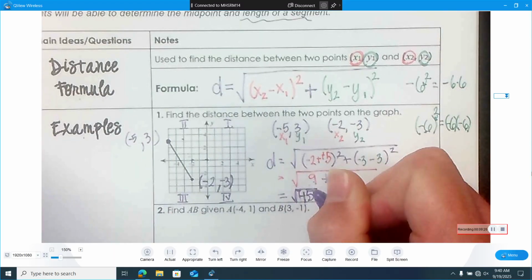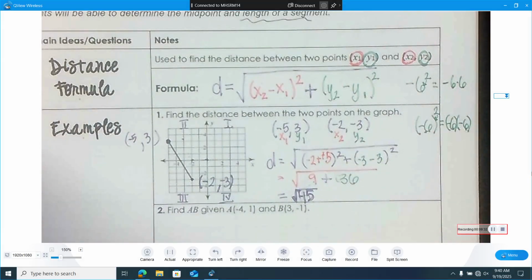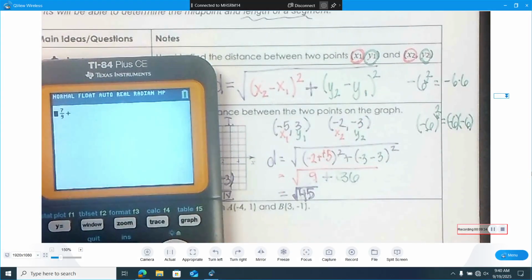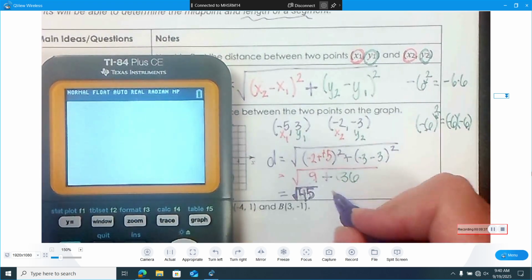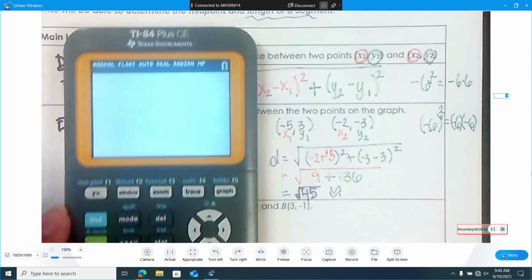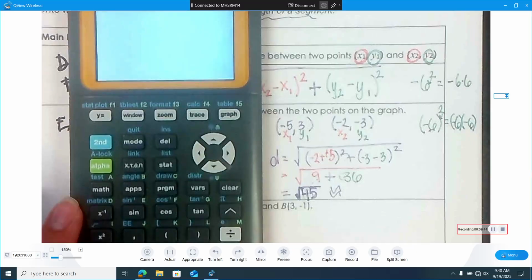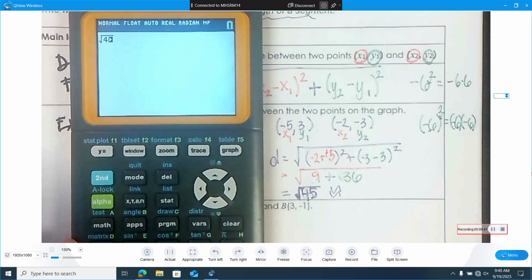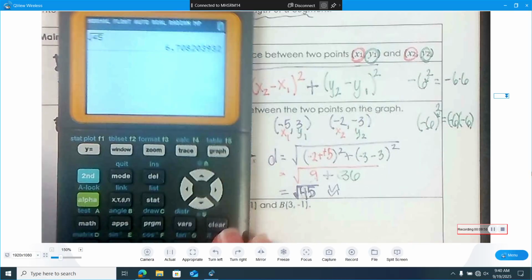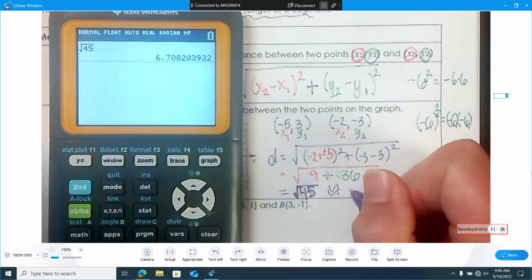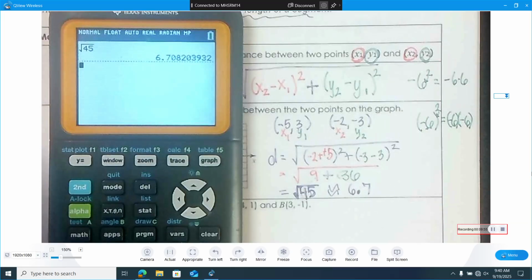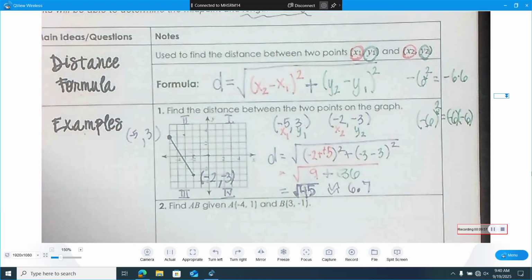Very good. This is an exact answer. It's beautiful. It's really perfect. But today, and most of the time in geometry, we're actually going to use our calculators to get an approximation. So in your calculators, you're going to do second square root. Do you know how to do that? Second square root of 45. And most of the time, we can just round to the tenth place. So this is 6.7 approximately, rounding to the tenth place. 6.7, yep.